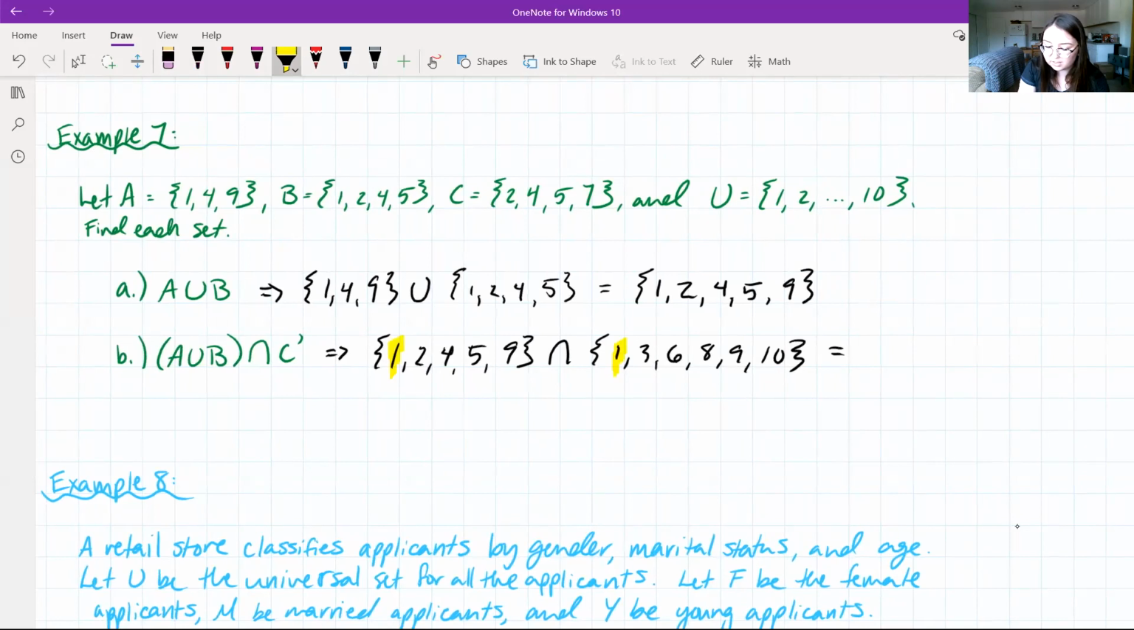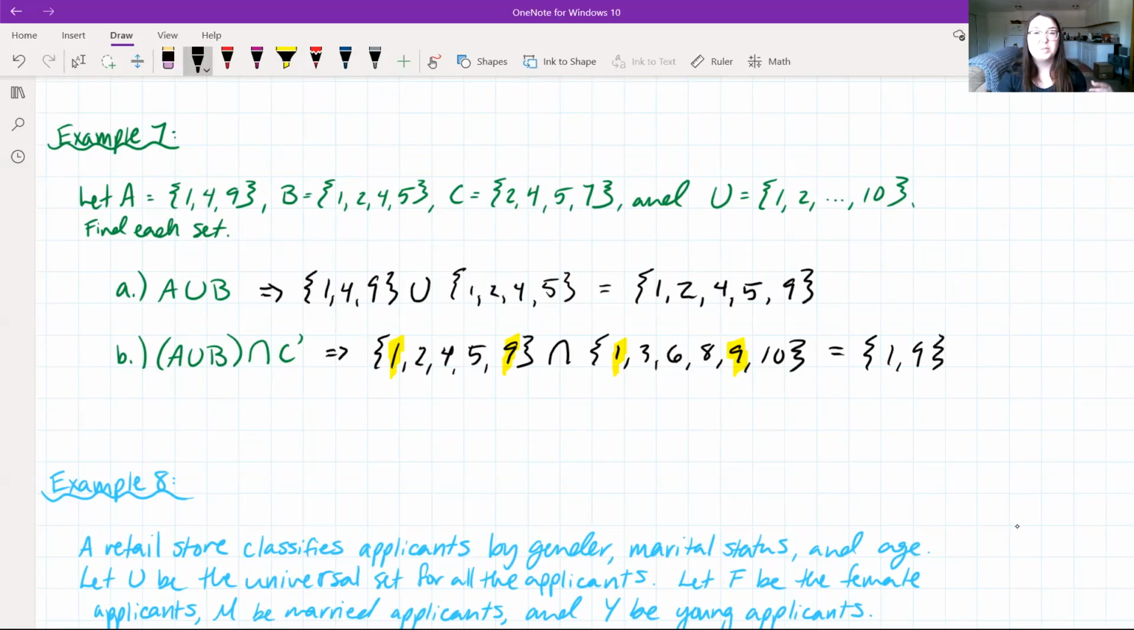1 is in both sets. 3 is not in the first set. 4 is not in the second. 5 is not in the second. 6 is not in the first. 7 is in neither. 8 is not in the first. You see that 9 is in both sets. And 10 is not in the first set. So this is going to be equal to 1, or the set of 1 and 9.